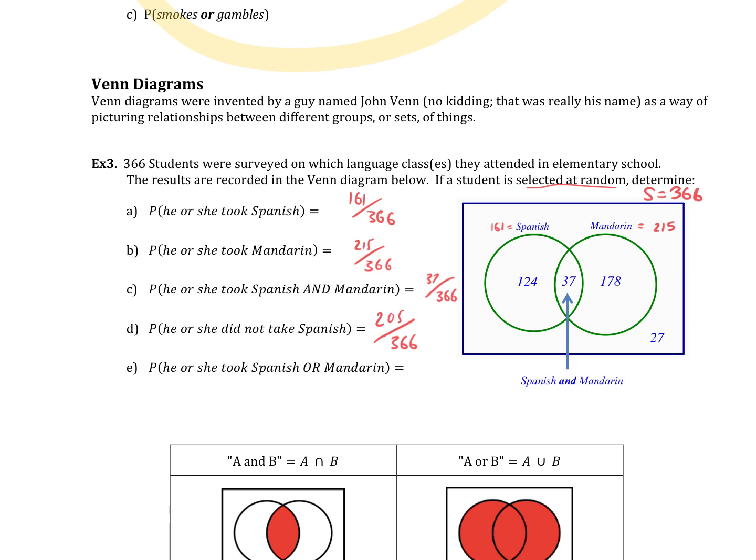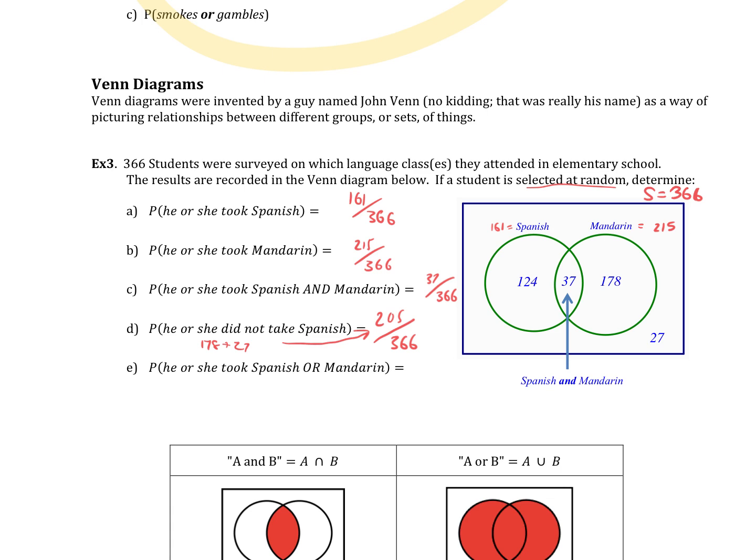I could, and you know what? It wouldn't be bad for me to write this, that this came from, just in case you see this later. 178 plus 27. Sorry, I don't count the 37 in that because the 37 people are taking Spanish. So yeah, it's just the 178. This group is not taking Spanish, and that group's not taking Spanish. In the end, these Venn diagrams come down to 4 regions.